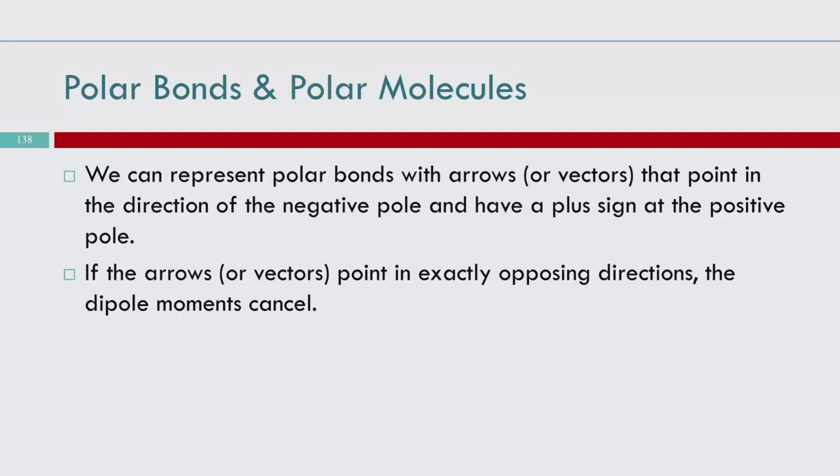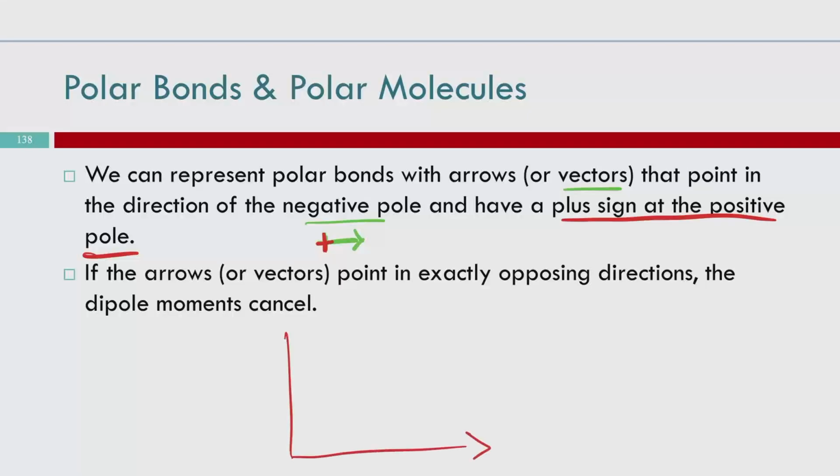We can represent polar bonds with arrows or vectors that point in the direction of the negative pole and have a plus sign at the positive pole. So this little plus sign in there is not so secret. If the arrows or the vectors point in exactly opposite directions, then the dipole moments cancel. The way that we would do vectors is, if they're not pointed directly along an axis, if we think about plotting this, let's draw it.